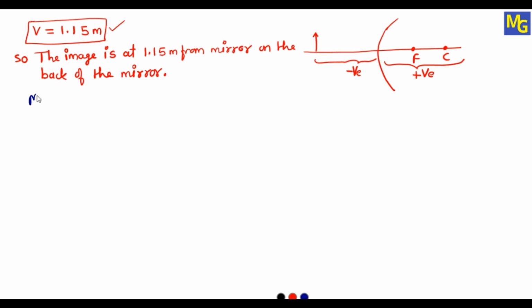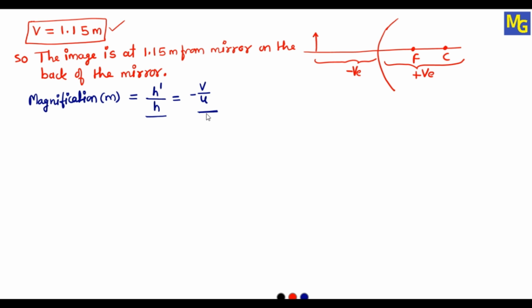So I'll write magnification, and the letter used to denote magnification is small m, is equal to, now we have two formulas. One is the height of the image divided by the height of the object, or we can use minus v by u. So this formula is in terms of height of the object and image, and this formula is in the form of object distance and image distance.